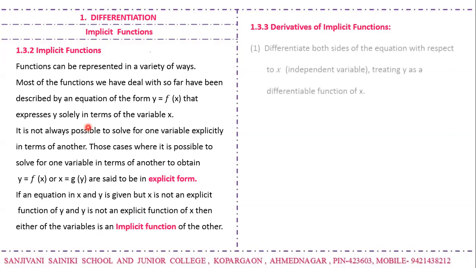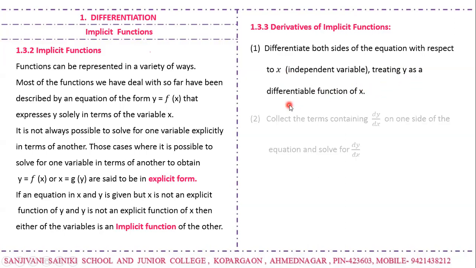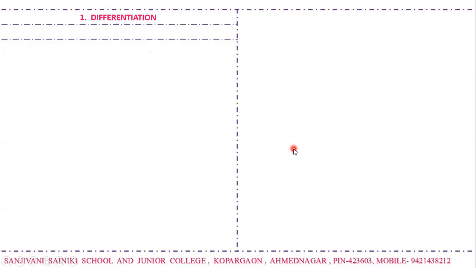Now, how to find the derivatives of the implicit functions? Differentiate both sides of the equation with respect to x. Here x is the independent variable, and we treat y as a differentiable function of x. Now collect the terms containing dy by dx on one side of the equation and solve for dy by dx. So after differentiating the equation, all the terms which contain dy by dx are collected together, and all the terms without dy by dx are collected on the other side.